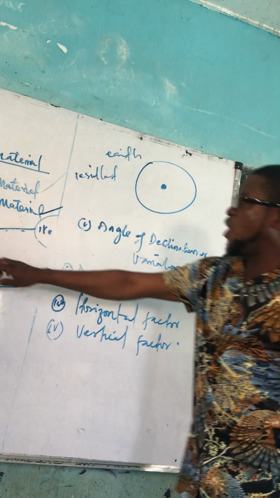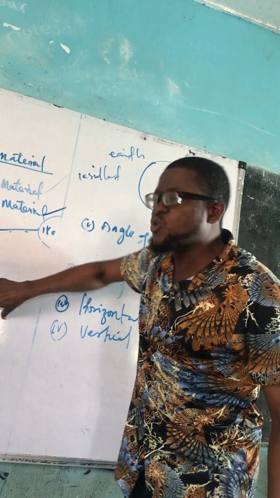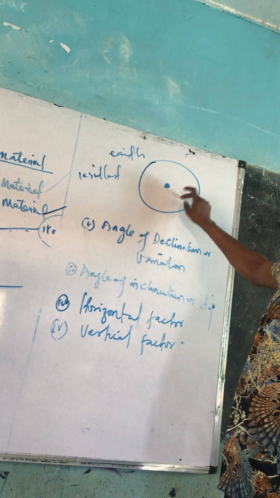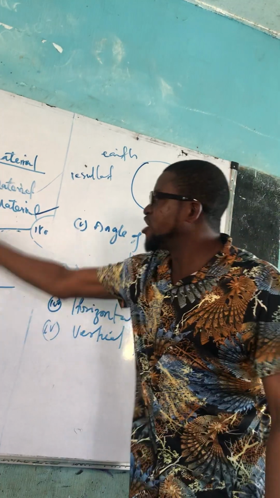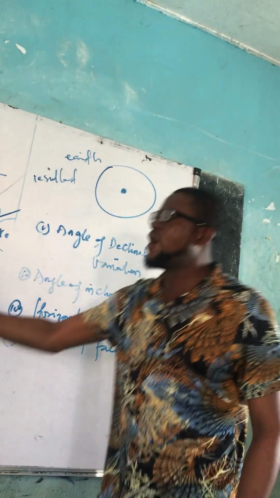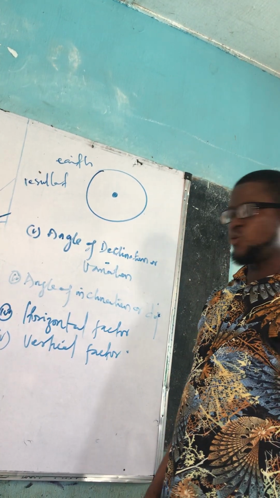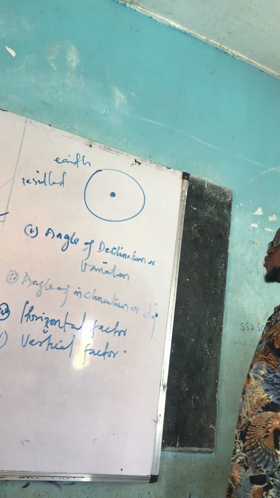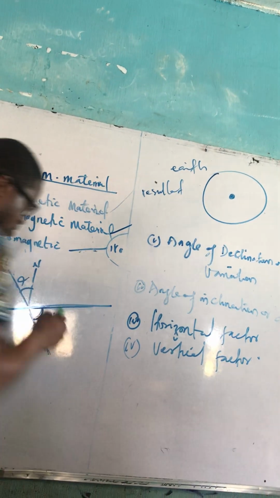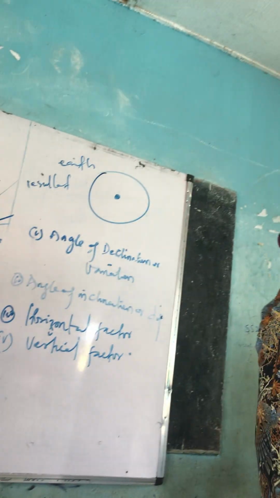So how big or how small these two angles are will determine how strong the field is. The bigger the two of them, the stronger the magnetic field, and the lower the two of them, the weaker the magnetic field. So let's go to the third one, the horizontal factor. This line too is one of the factors that will determine the strength.